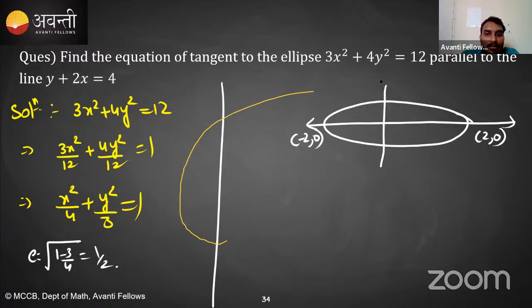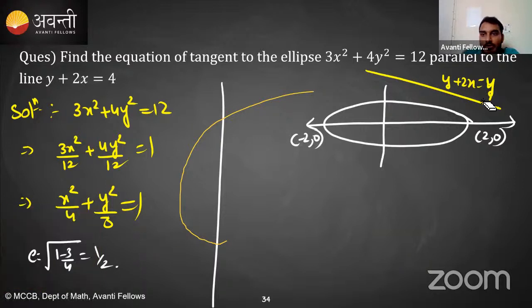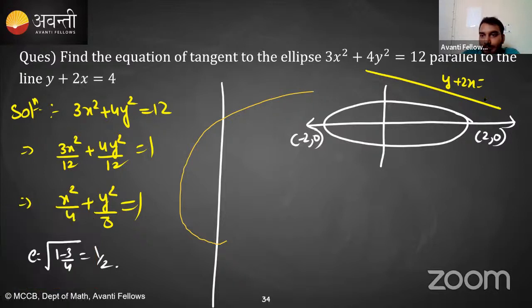क्वेश्चन बोल रहा है सर ये लाइन है y plus 2x is equal to 4. Find the equation of tangent to the ellipse which is parallel to this line. ये क्वेश्चन ने बोला है. ओके, चलो करते हैं फिर. लेट्स जस्ट सॉल्व दिस. ओके, तो इट मींस मे बी टेंजेंट ऐसा कुछ आ रहा होगा, राइट. सबसे पहले if the tangent is parallel to this line, तो लाइन कितना है, y plus 2x is equal to 4. This is the line.